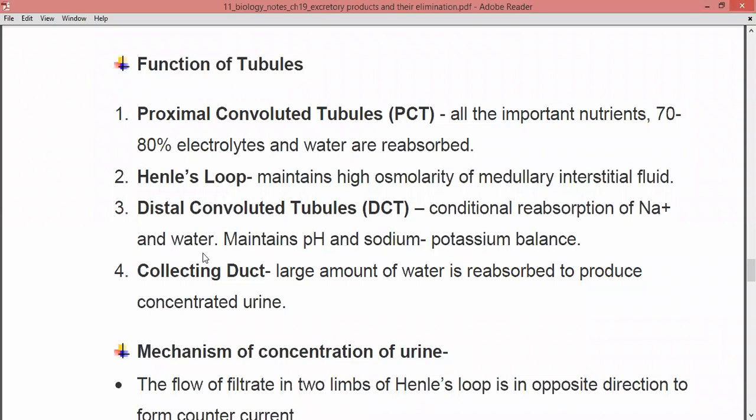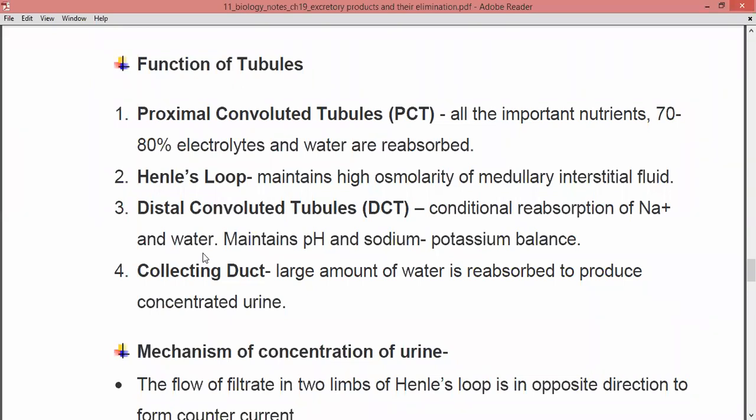Third is the DCT, the distal convoluted tubule. The distal convoluted tubule does the function of conditional reabsorption of Na+ and water. So sodium and water molecules are reabsorbed with the help of the DCT. Along with this, it is also maintaining the pH and the sodium-potassium balance.